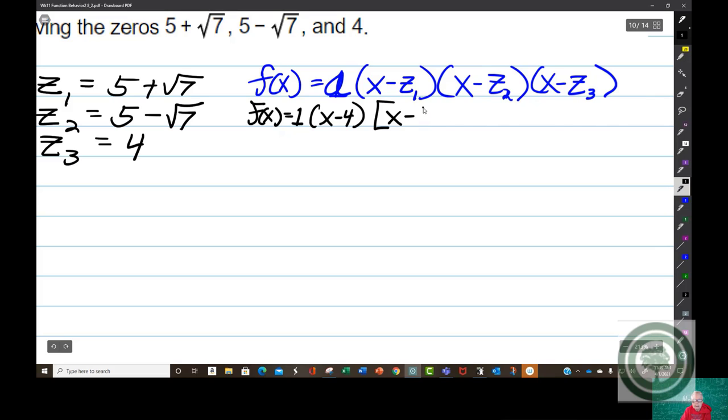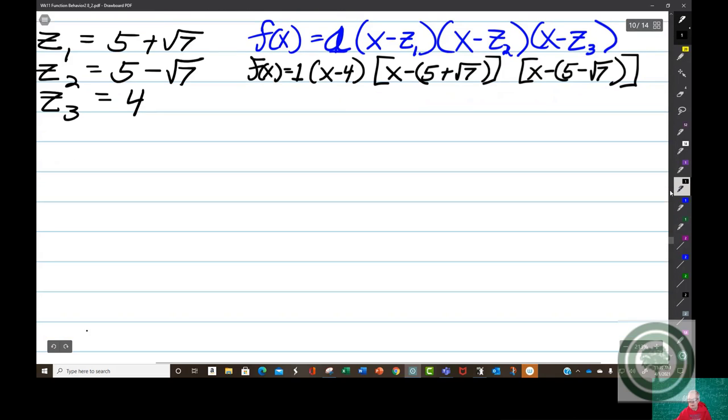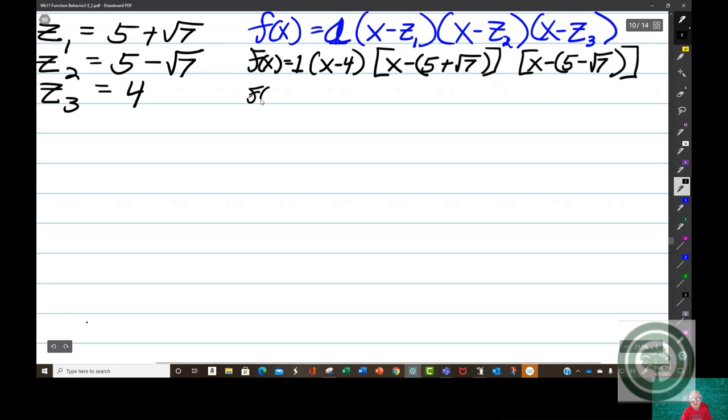Times x minus five plus the square root of 7 times x minus 5 minus the square root of 7. All right. So f of x equals, I can let the 1 disappear, x minus 4 times x minus 5 minus the square root of 7, x minus 5 plus, because minus times minus is plus, the square root of 7.